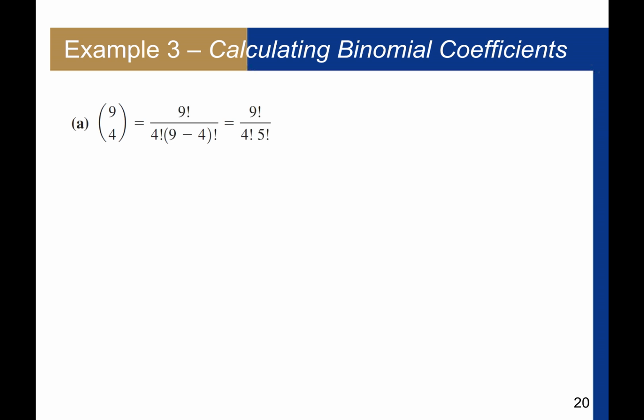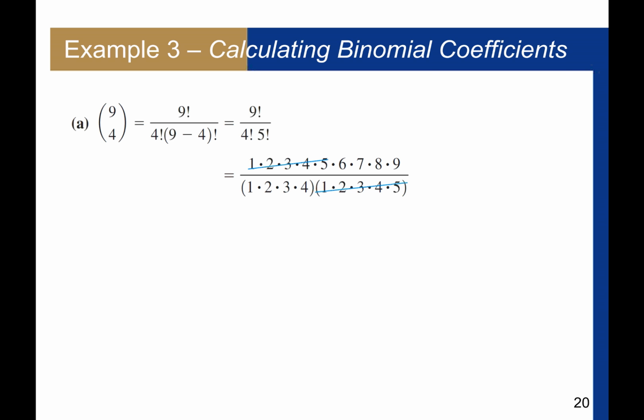9 choose 4. So again, in our numerator is going to be 9 factorial. In our denominator, 4 factorial times the quantity 9 minus 4 factorial, which of course is a little bit of arithmetic. 9 factorial divided by 4 factorial times 5 factorial. Now if we write all that out, 9 factorial, 9 times 8 times 7 times 6 times 5 times 4 times 3 times 2 times 1. Hey, wait a minute.